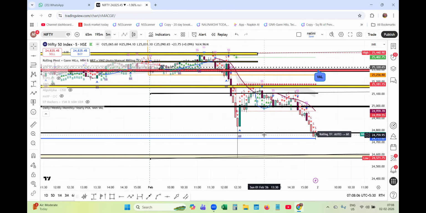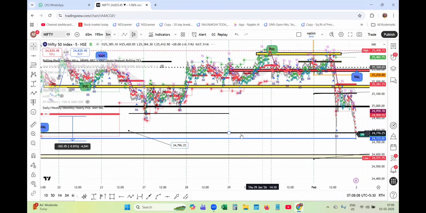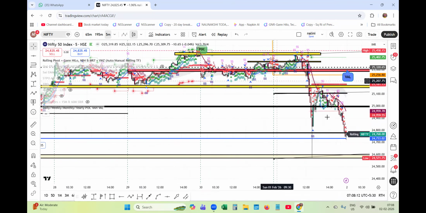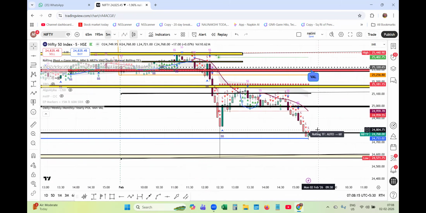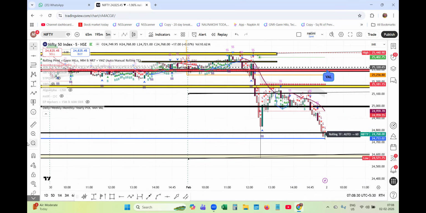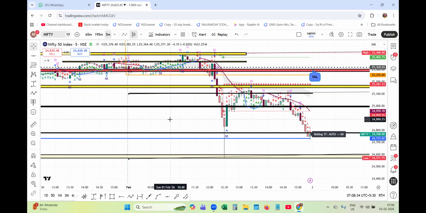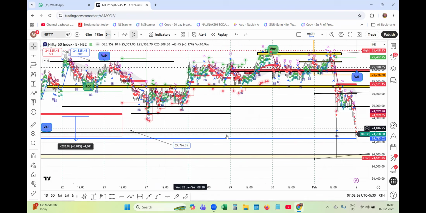Finally, we will get to know, since it is a breakdown from this area, there is some type of time pass in the market. Either it may take 2 days or 1 day. It may time pass within the range of 25,700. It may go sideways till the weekly expiry. Later we need to see how the market will develop. But it has shown weakness, friends.